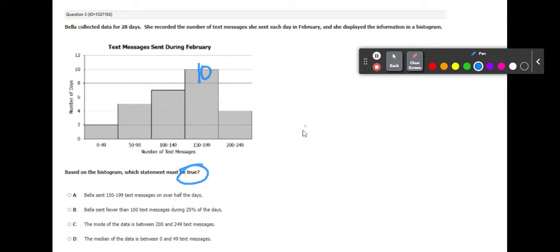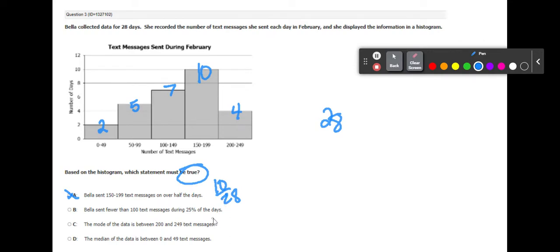Is that over half of the days? So now I need to know what all of the days add up to. So this is 2 plus 5 is 7. 7 plus 7 is 14. Plus 10 is 24. Plus 4 is 28. So this is out of 28. So 10 out of 28 is not over half. If I'm over half of 28, that would be over 14.